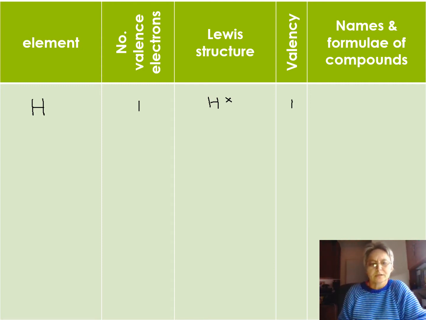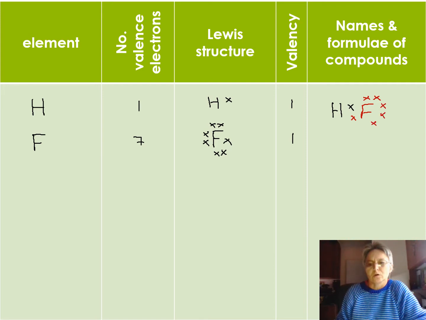Now let's look at hydrogen and fluorine when they combine. Fluorine has 7 valence electrons. So if we take hydrogen joining up to fluorine, how many bonds can fluorine form? 1. So when hydrogen shares its 1 electron with fluorine, this is what the Lewis structure will look like.